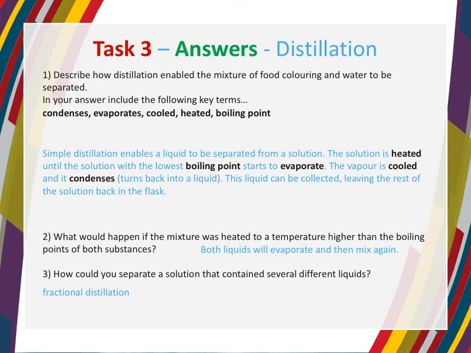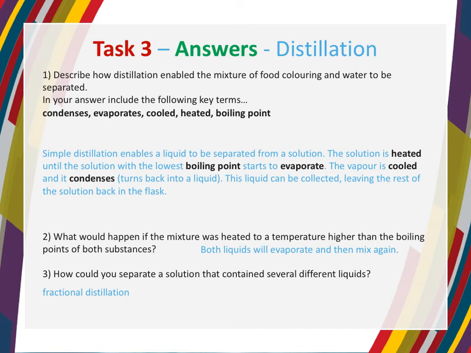So the example I just said, what if you had a substance that boiled at 50 and another substance that boiled at 100? So here, if we suddenly had it at 200 degrees, now obviously that would be hot enough to boil both of them, and they would both evaporate at the same time, and that would be completely pointless because we'd be left with a solution that contained both of them.